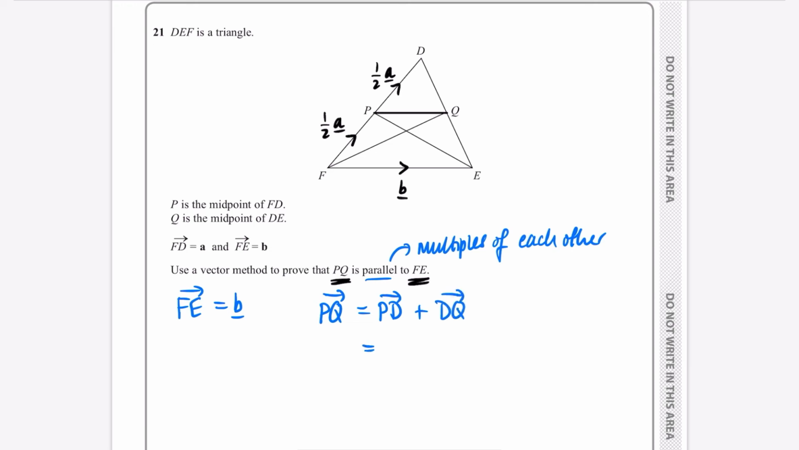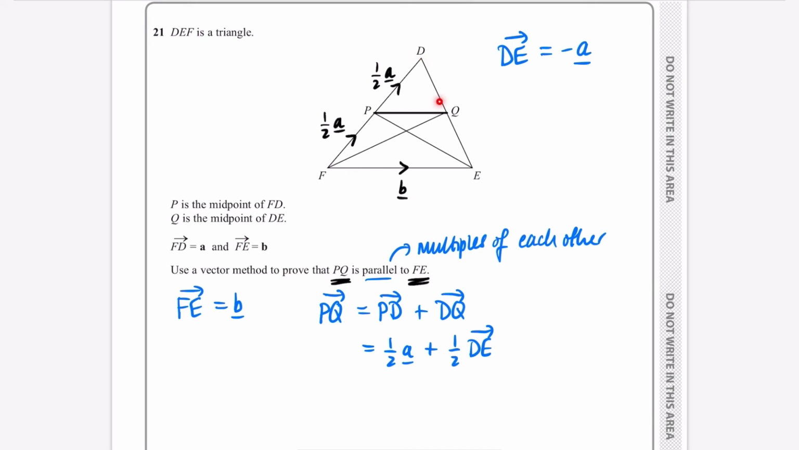Well, I know what P to D is. P to D is just a half A. And D to Q is a half of DE, because Q is the midpoint. It's a half of the journey from D to E. Well, I don't have this journey from D to E, so I need to work out what that journey is. To go from D to E, I'm coming backwards along this line here, and to go backwards along a vector is the same vector but negative. The whole vector in this direction was A, so in this direction it's going to be negative A.